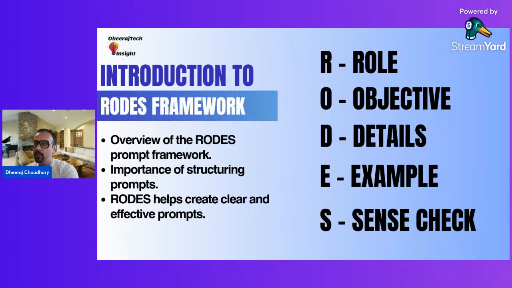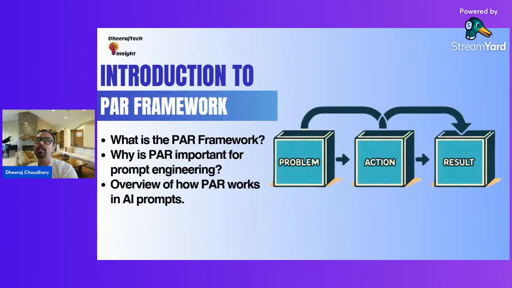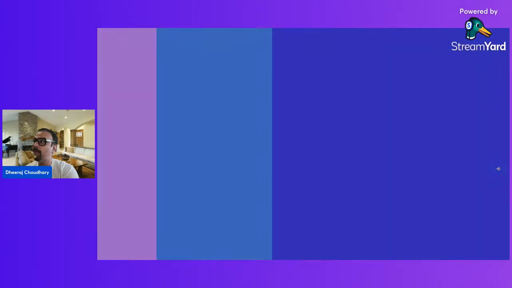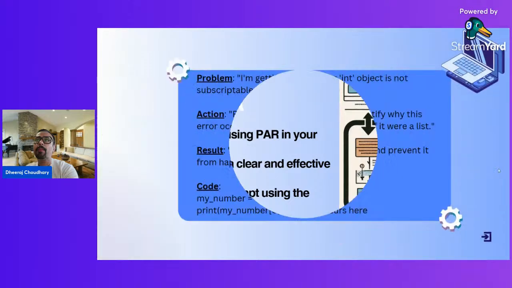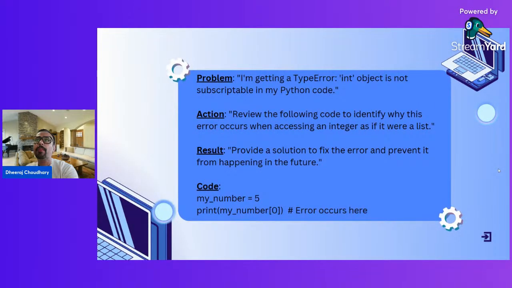Now, moving forward, after ROADS, I will talk about PAR. This is the last framework that we spoke about. That is problem, action, result. So in this, what we do is first we define the problem. Suppose as part of problem, I think I have an example also. See, first we define a problem.